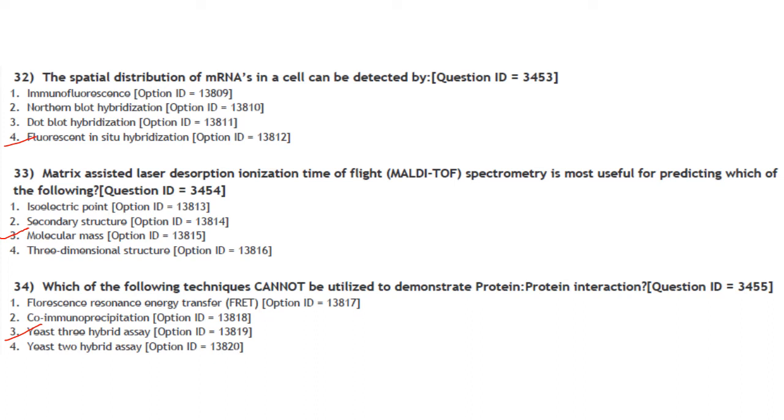Then the spatial distribution of mRNAs in a cell can be detected by fluorescence in situ hybridization. Option 4. Then matrix assisted laser desorption ionization time of flight mass spectrometry is most useful for predicting which of the following? It is used for predicting molecular mass. Answer is option 3. Then which of the following techniques cannot be utilized to demonstrate protein-protein interaction? It is yeast 3 hybrid assay. It is for protein RNA interaction. So answer is option 3.